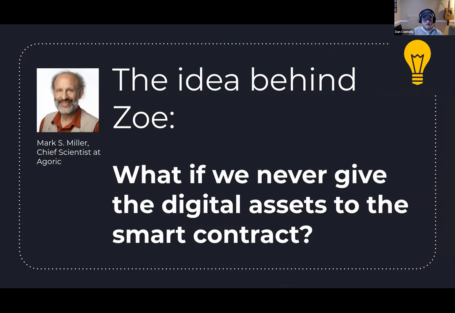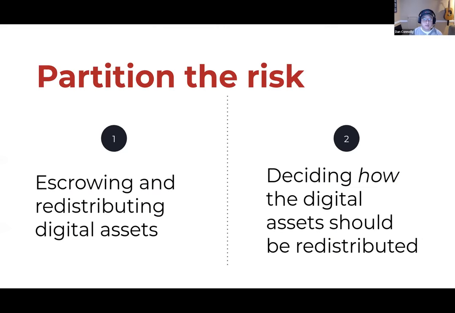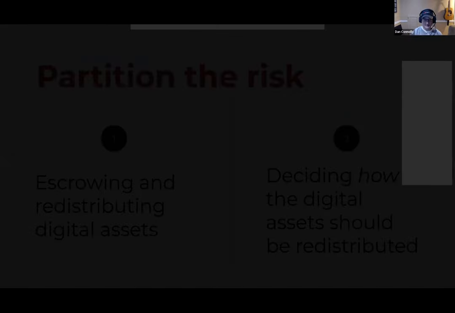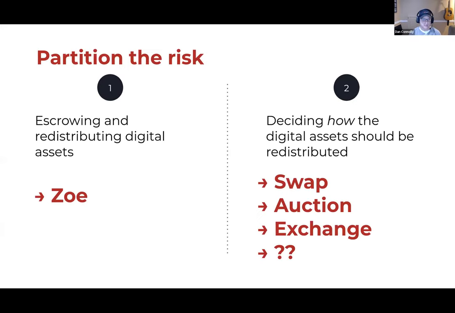Okay. So Mark Miller is our chief scientist and he had this idea. What if we never give the digital assets to the smart contract? So the way we partition risk in ZOE, the Agoric smart contract framework, is there are two jobs. One is escrowing and redistributing the digital assets. And the other job is deciding how the digital assets should be redistributed. So the escrowing and redistributing is done by ZOE, which is this platform component. And then deciding how the assets should be redistributed is a zillion different contracts, right? Swap, auction, exchange, we've got several of them developed. We hope you'll develop more.